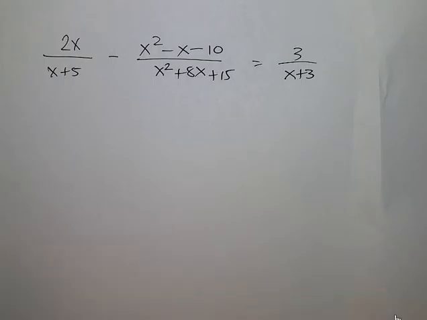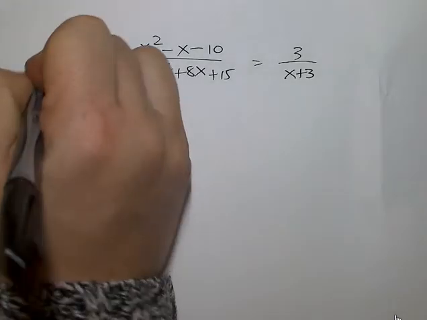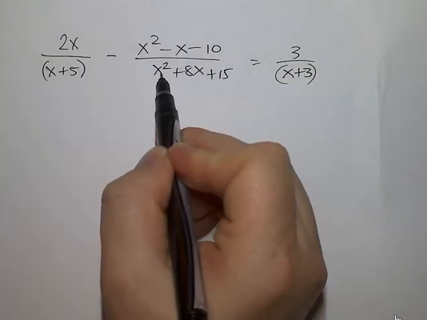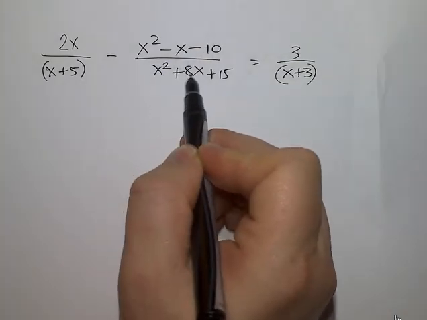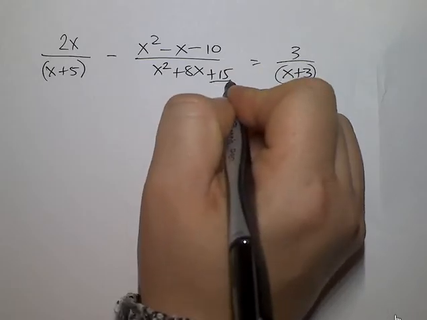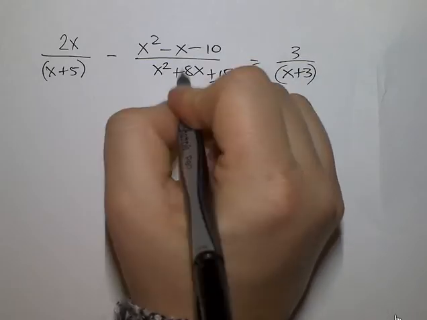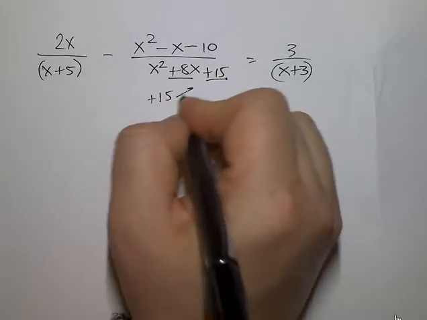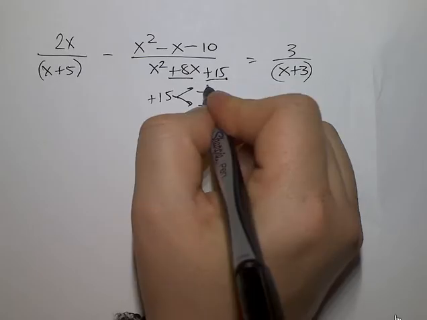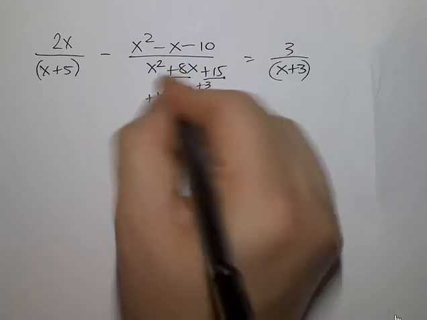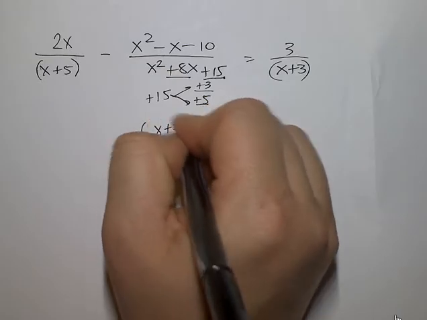Example 3 from solving rational equations. This is the group x plus 5, this is the group x plus 3. Take time to factor to see if this is factorable. x squared plus 8x plus 15. That means what two numbers multiply to give you 15 and add to give you 8? It looks like it's going to be positive 3 and positive 5. So I'm going to rewrite that as x plus 3 and x plus 5.